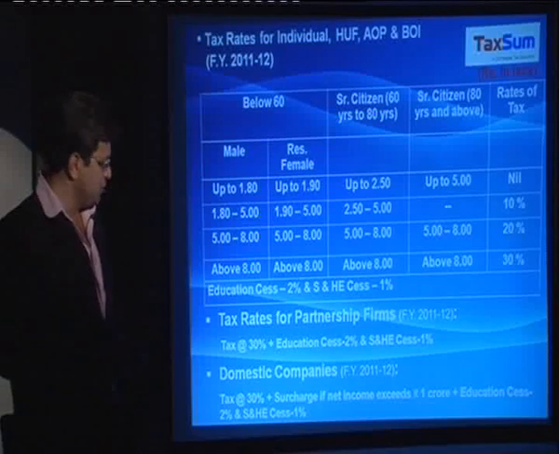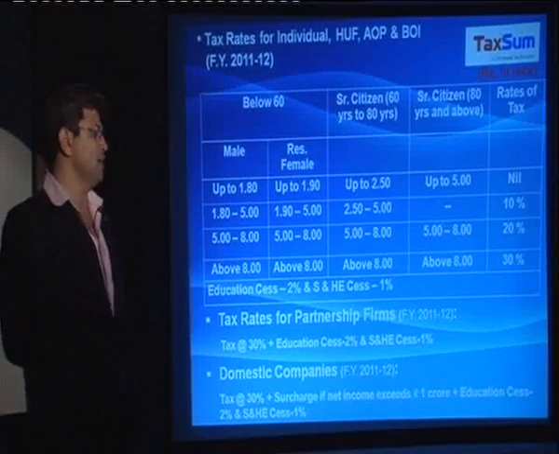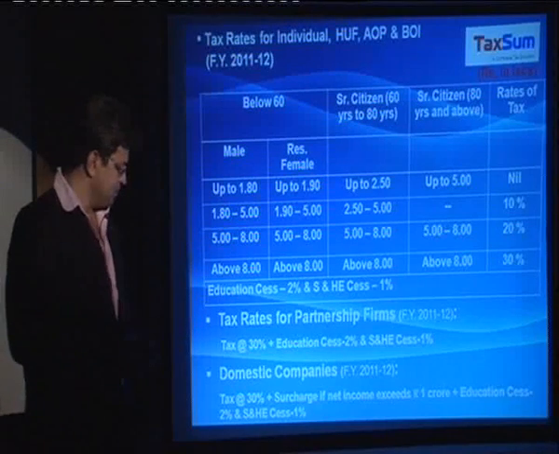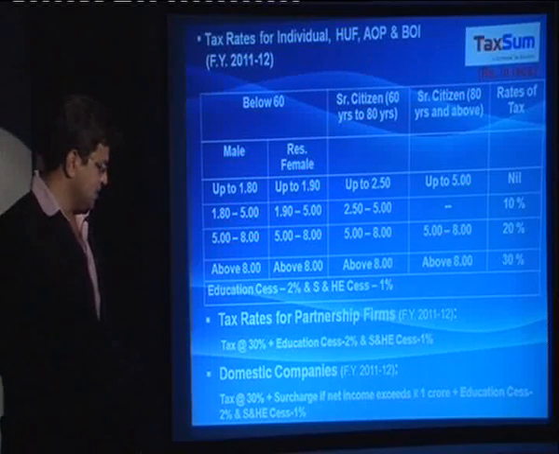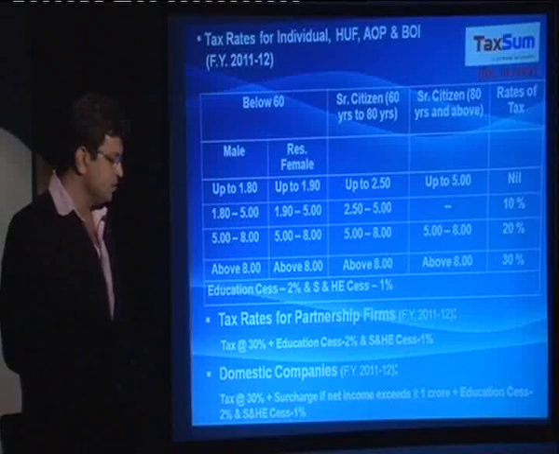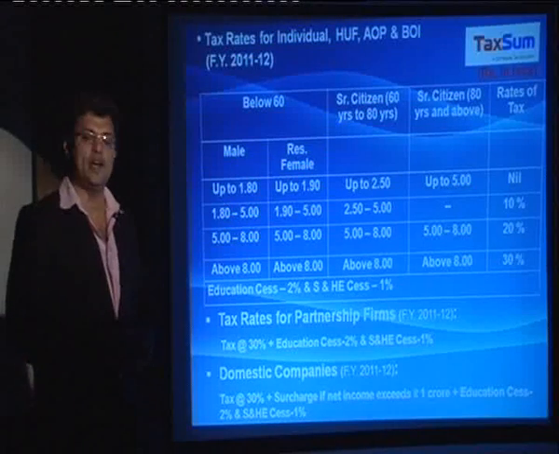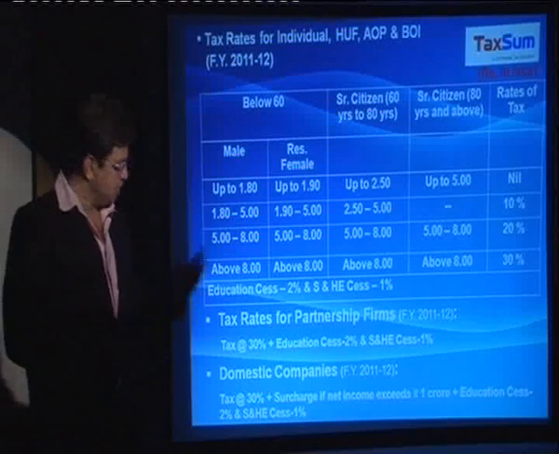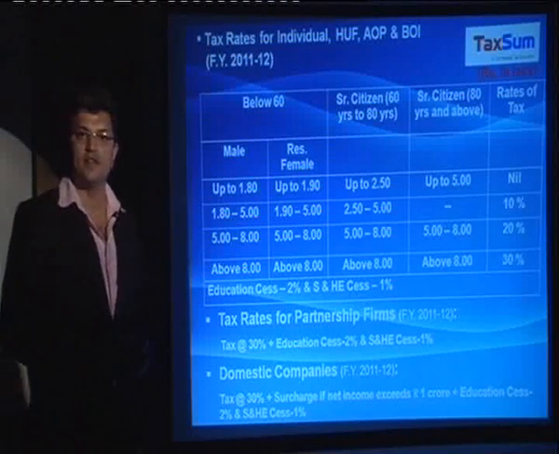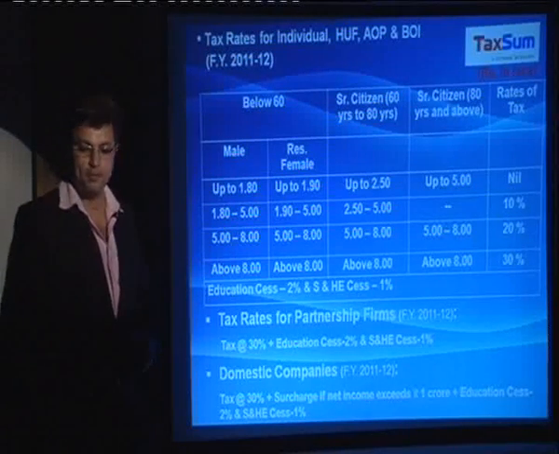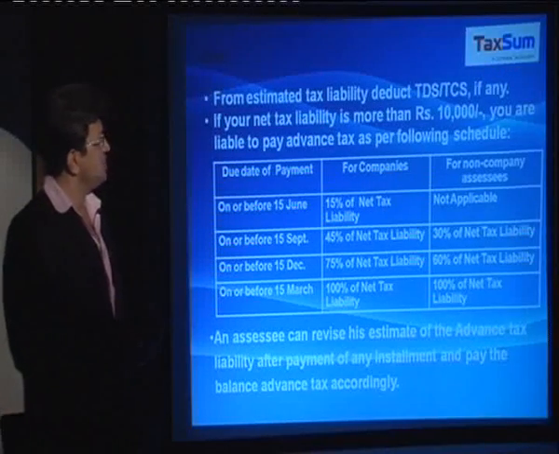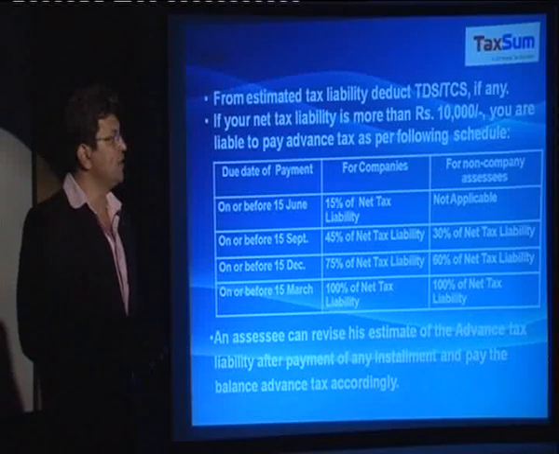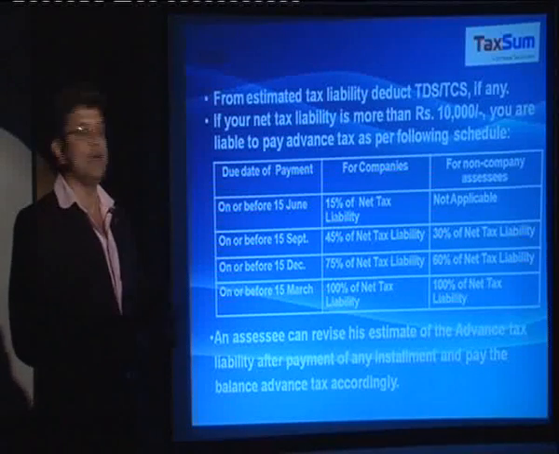Tax rate for partnership firms is 30% plus education cess plus higher education cess of 1%. Same way for domestic companies, the tax rate is 30%, and surcharge would be applicable only if the total income exceeds 1 crore of rupees. So as per these tax rates, the tax liability is to be computed. From such estimated tax liability, tax deducted or tax collected at source is to be deducted.